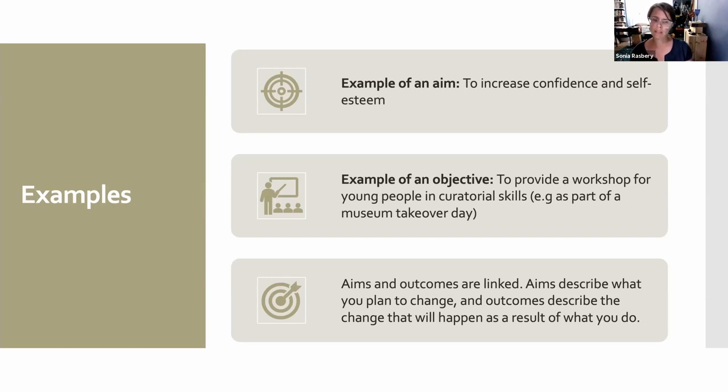And as I said, the aims and outcomes are linked, so aims describe what you plan to change and the outcomes describe the change that will happen as a result of what you do. So we are going to have a look at outcomes next, but I just want to check with everybody that everybody's okay with aims and objectives. Just put your thumbs up with that, or does anybody want to go over that in a bit more detail?